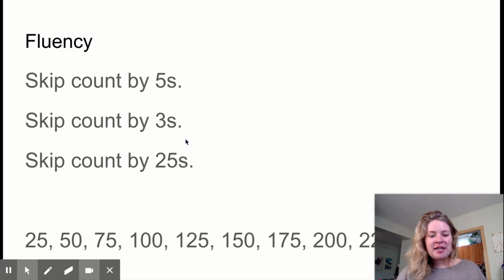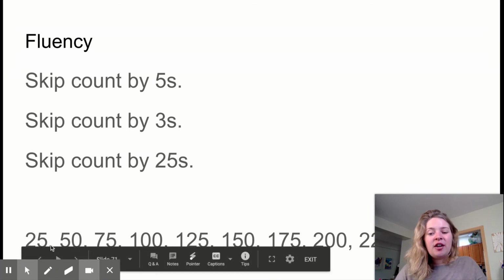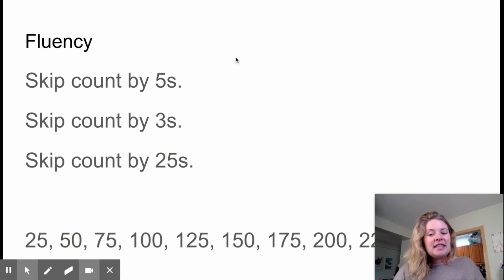Let's skip count by 3s to 30. 3, 6, 9, 12, 15, 18, 21, 24, 27, 30. Good job. And let's skip count by 25s using our number line down here. 25, 50, 75, 100, 125, 150, 175, 200. What comes next? What comes next is 225. Good work, friends.